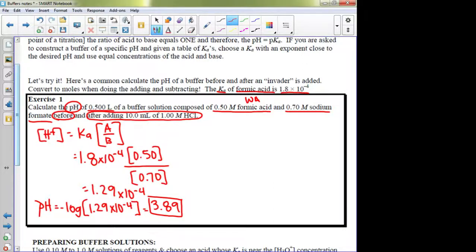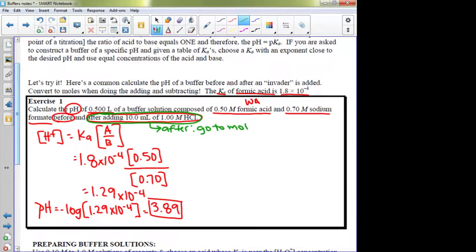Now, it wants to know my pH after I add 10 milliliters of 1 molar HCl. Okay? Here's what you need to know. When I am working a buffer problem, what is my clue? I have a weak acid or a weak base. Either one of them. When we see the word "after," we need to go to moles. We don't need to stay in molarity. We need to stay with moles.